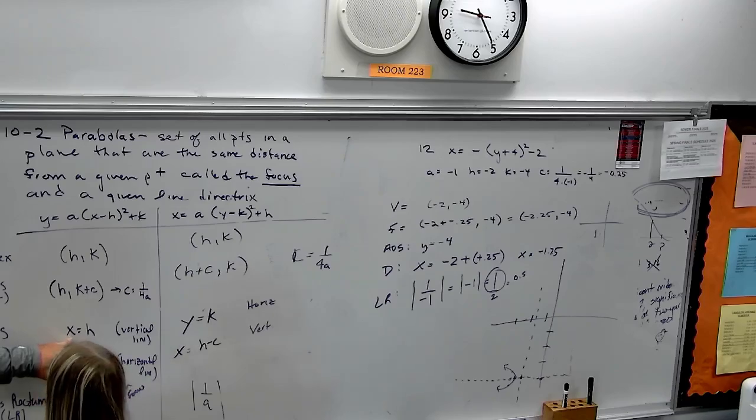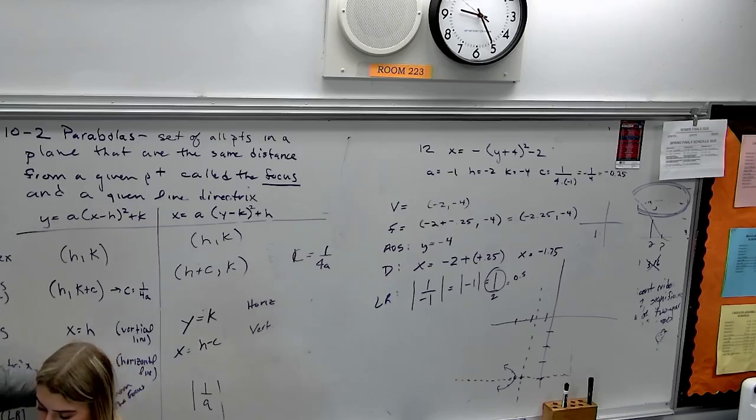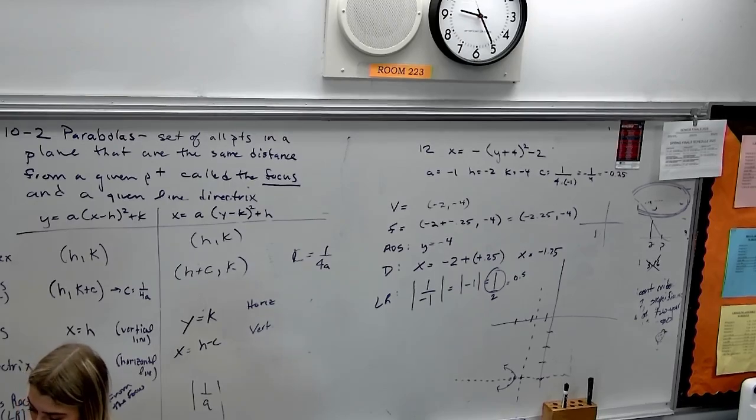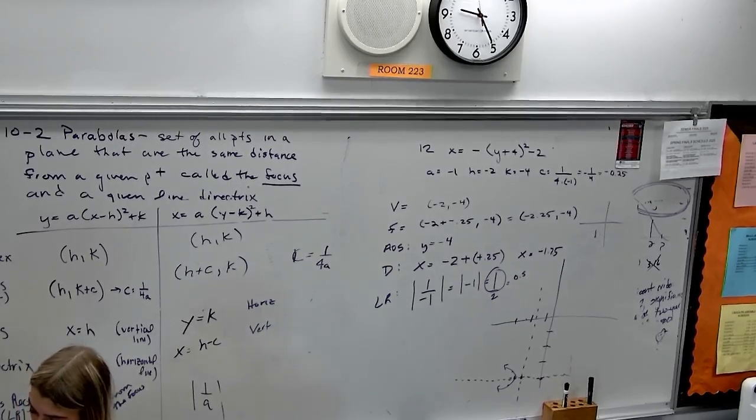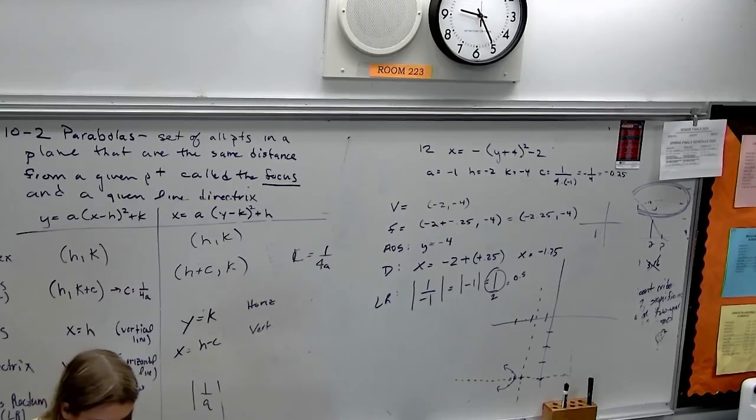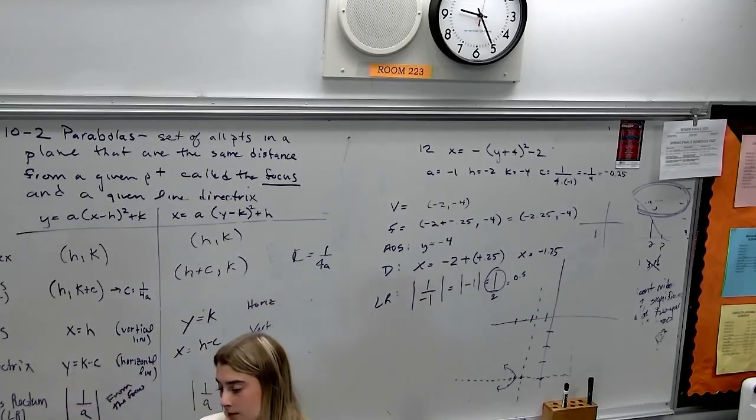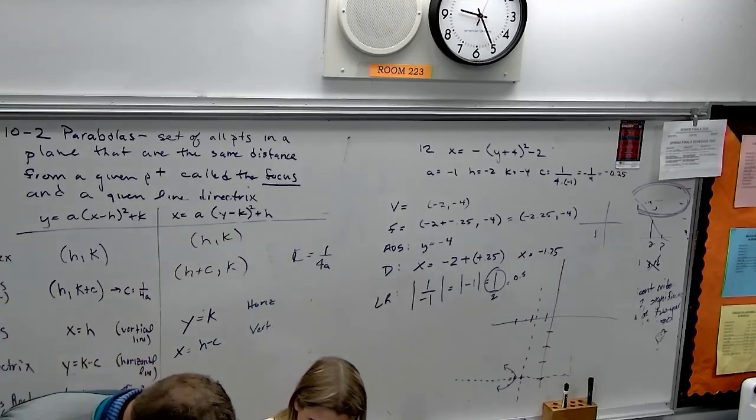Our LR is 4, and our directrix is going to be k minus c. So it's k minus a negative 4, so it's negative 1 plus 4, which is 3. Here you have it listed as 4, so that's why I was confused. I knew I did something wrong, but I didn't know what.